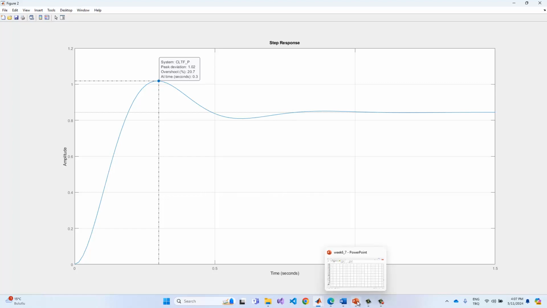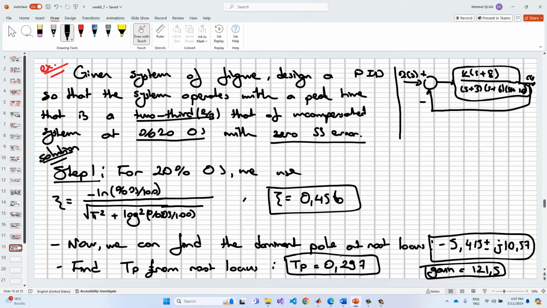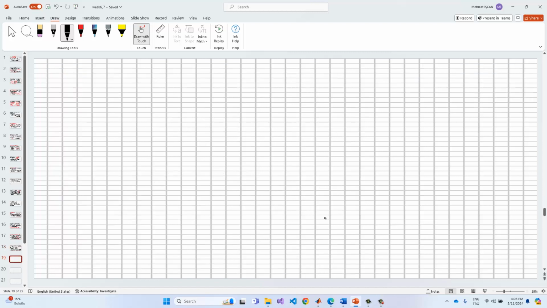And so which is coming from the what? These terms. And so the TP can be found with the root locus, and then we will have these values in here. And so the question asks about the 2/3 time of the uncompensated system.